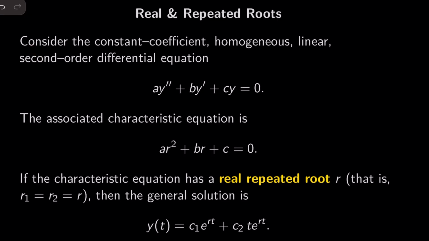Consider the second order differential equation ay'' + by' + cy = 0. Then its characteristic equation is ar^2 + br + c = 0. Since the roots are repeating, r1 = r2, and so the general solution will be y(t) = c1 e^(rt) + c2 t e^(rt).